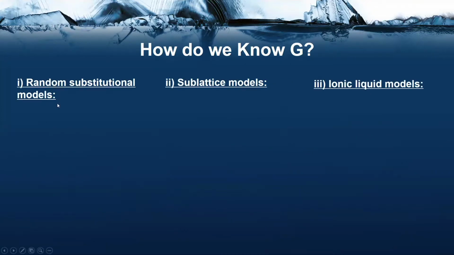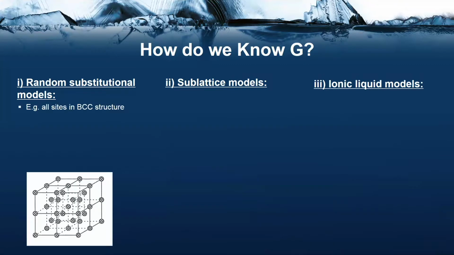So here we have the 3 different models: the random substitutional model, the sublattice model, and the ionic liquid models. Let's go through these 3 models, and we start with the random substitutional model. These random substitutional models are used for simple metallic liquids and solid solutions where components can mix on any spatial position which is available to the phase. In, for example, a solid BCC structure, this means that any component can occupy any of the atomic sites that represent the BCC unit cell.